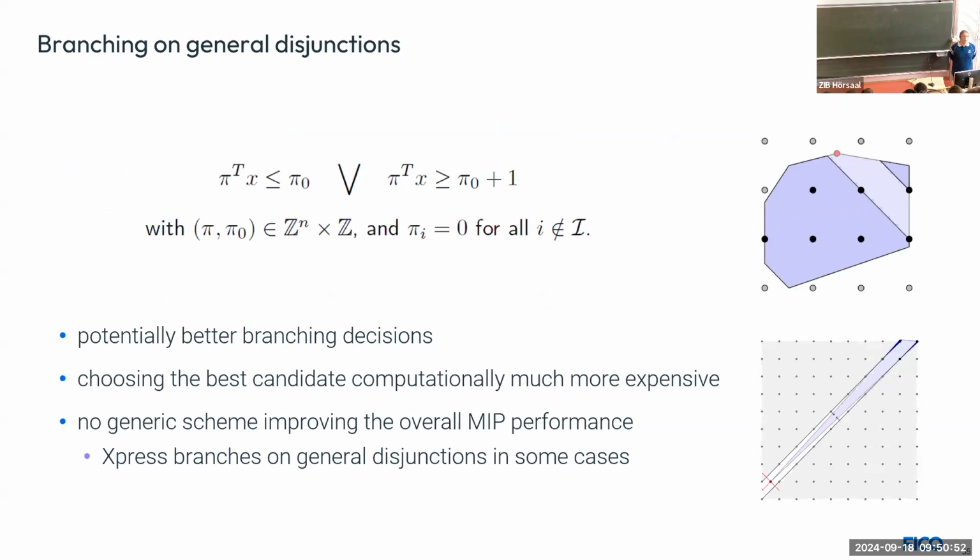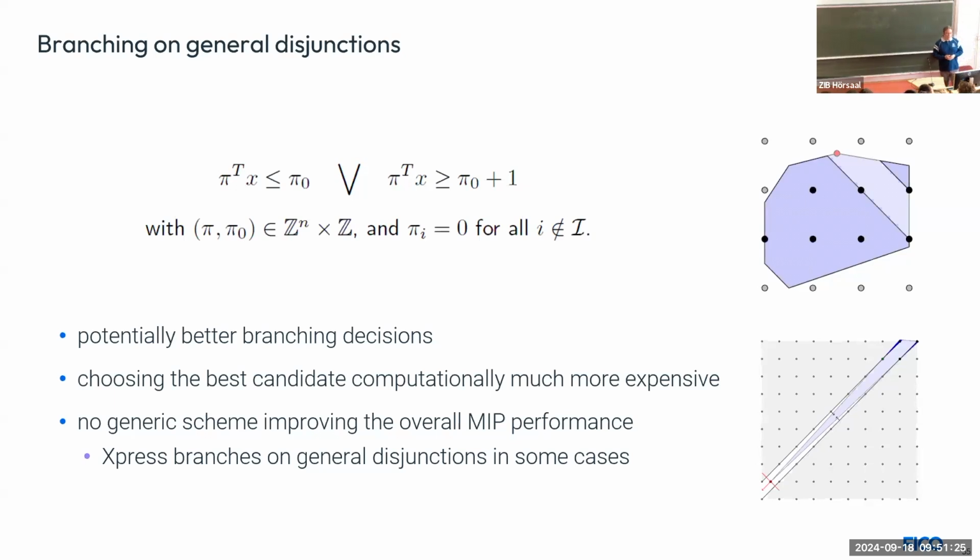So I was always talking about variable selection, branching on variables. That's what solvers do 99% of the time. Obviously, you might also branch on different entities, like a so-called general disjunction, which would be a general linear constraint. This is a generalization of variable-based branching, so it obviously has more potential than it. You have more candidates in the mix, so to say.